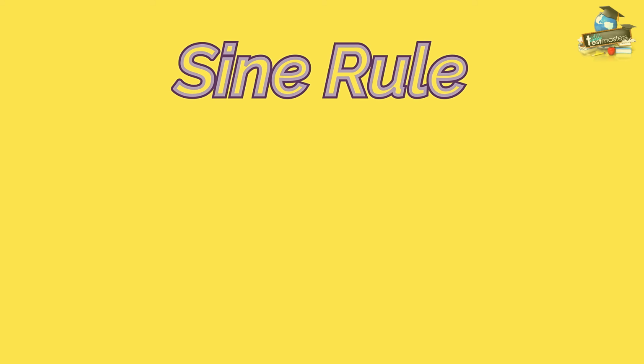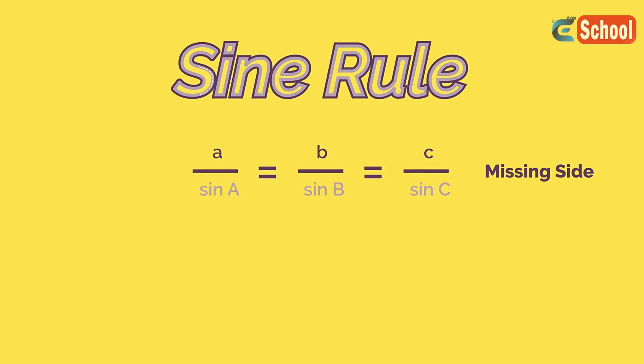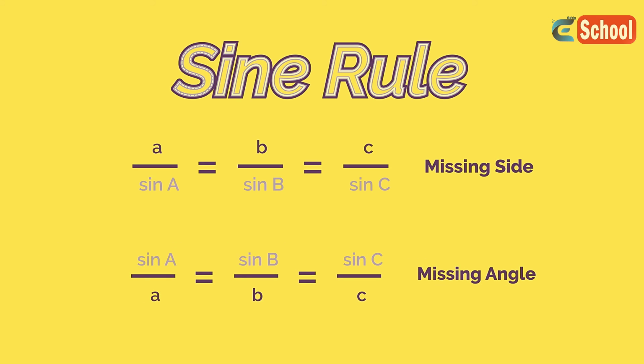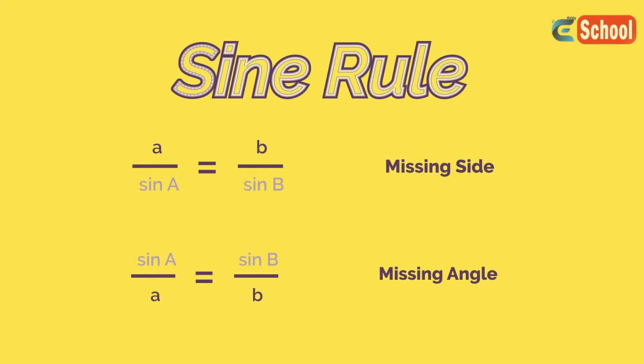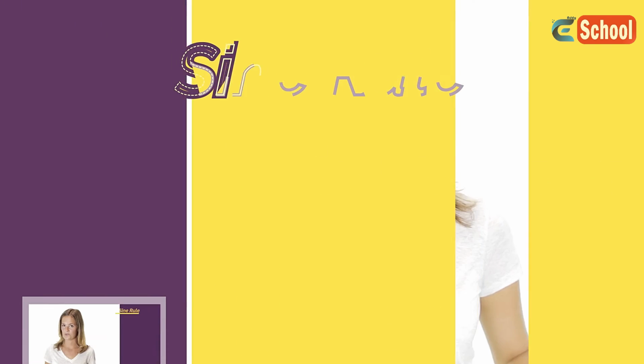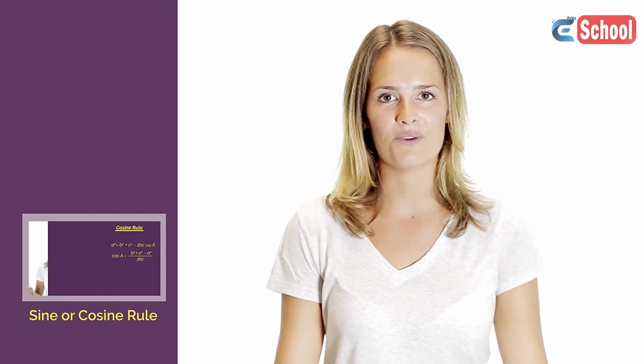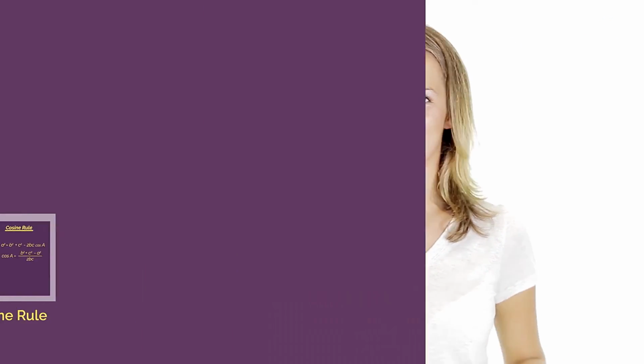And that is all you need to be able to use the sine rule. You can find a missing side using this version and a missing angle using this version. Although there are 3 parts, we only ever use 2 of them. So I just ignore the C and the sine C and stick to the a's and b's. In the next video, we're going to look at when you can and when you cannot use the sine rule and how the cosine rule works when the sine rule doesn't.